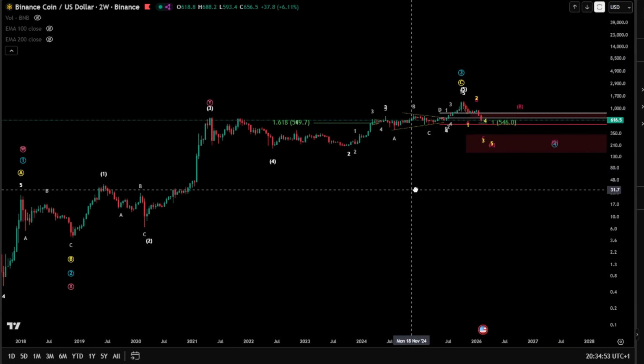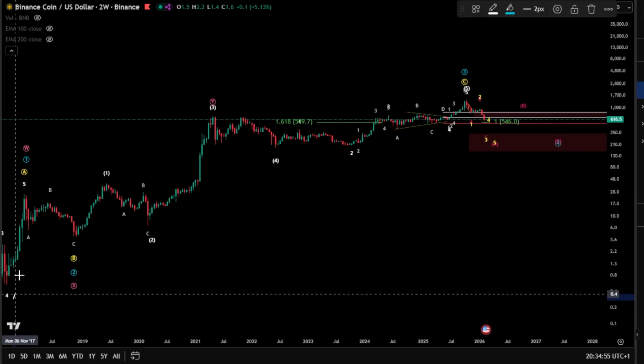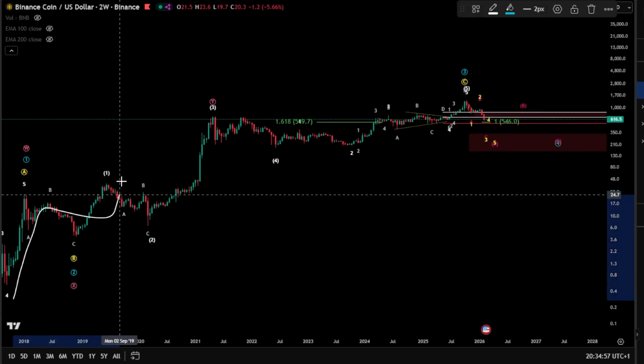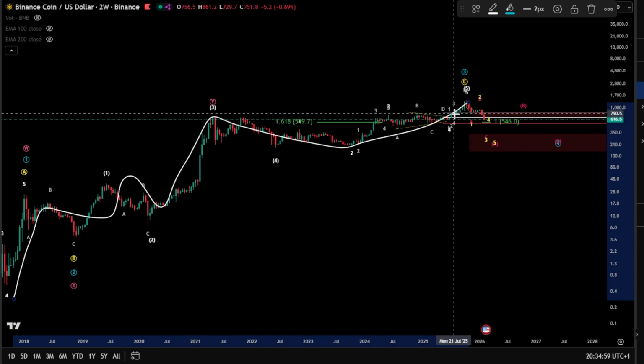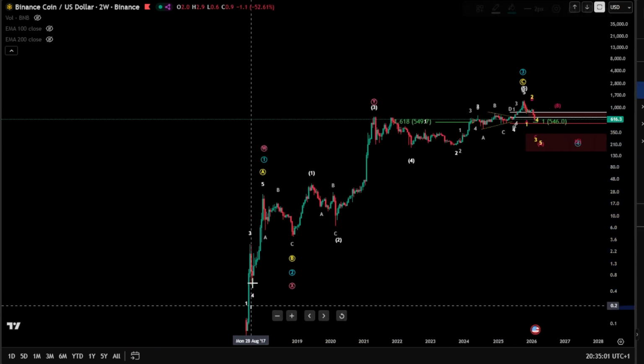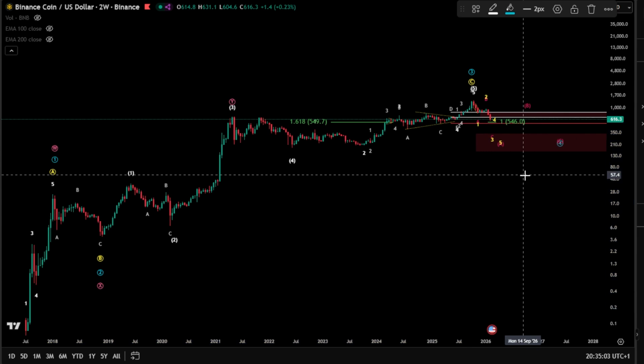And potentially it can be even a 3 waves ABC, yeah, so it can be an A wave, B there, and wave C is 1, 2, 3, 4, and a 5. But yeah, I doubt it, because of course it looks like a very massive wave 3 there.